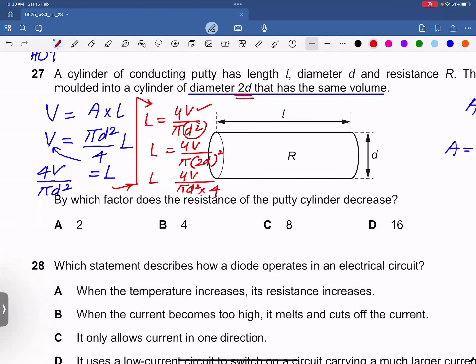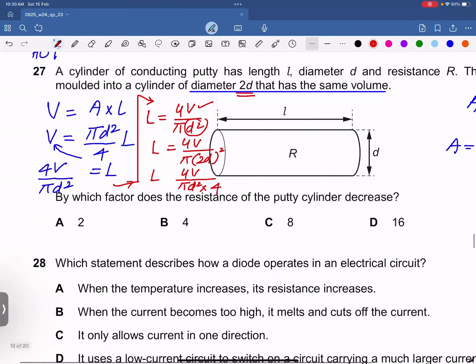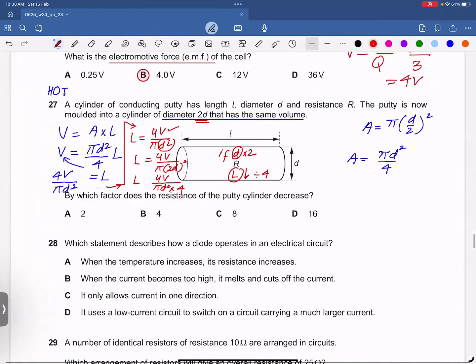So if the diameter is double, because the volume is the same, it became thick, so its length will become less by a factor of 4. Now, there is another way, a different approach I will also tell you. So first, let's do this one.